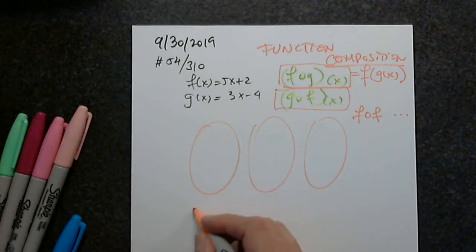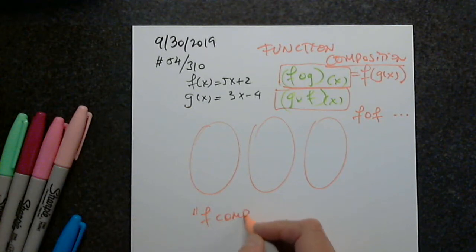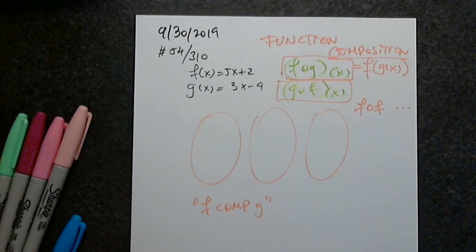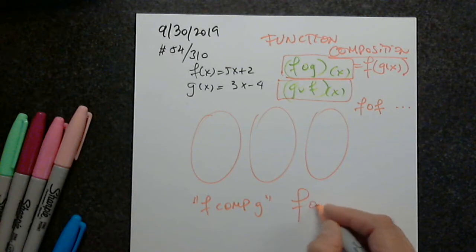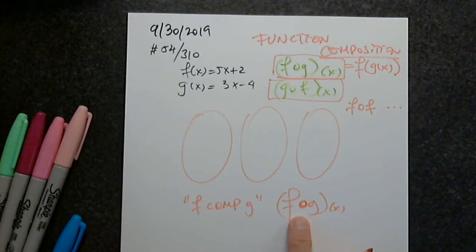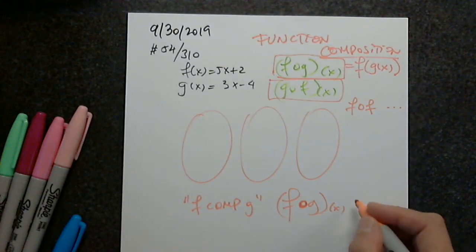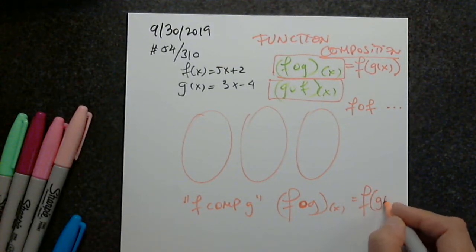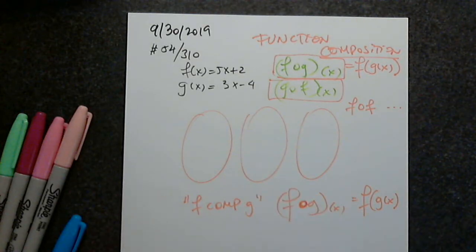So f comp g, that's the way we read it. And it's this notation. This is a circle. It does not represent multiplication or any other operation. So by definition, this is f of g of x. And here's how it works.